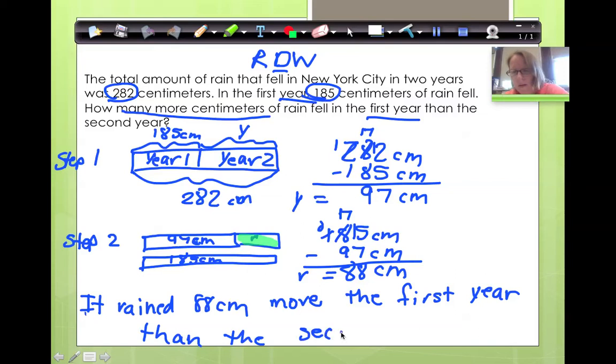Now, you've got to be very careful as you are doing your work, because you've got to figure out what has to be done the first step and what has to be done the second step. You have to figure out what your answer is that they're asking for. If you would have stopped here, you would have only told me how much it rained in the second year. And that's not what they wanted to know. So you have to be very careful. Let's go on to the next problem.